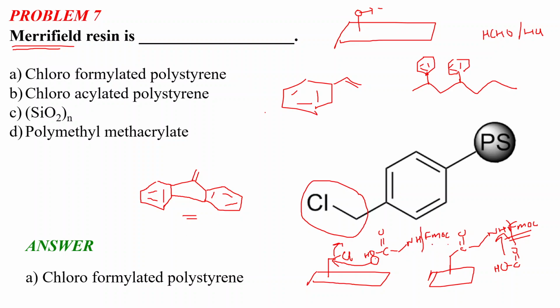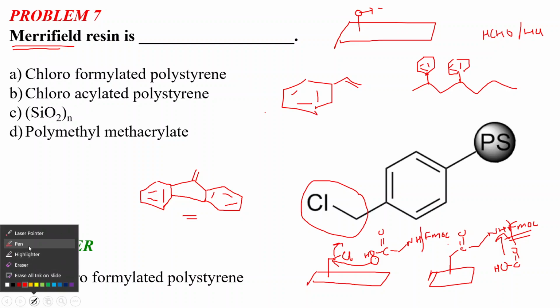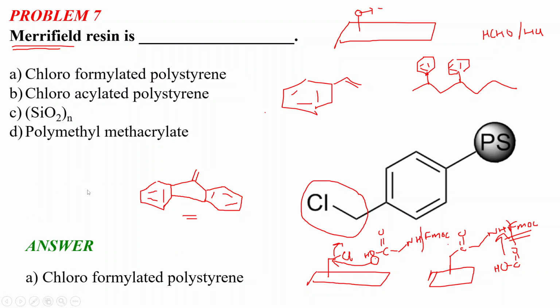So we use FMOC protected amino acid at first, and it will react with the chloroformylated part of this resin, and the sequential amino acids will be joined. You can just remember how solid phase peptide synthesis happens. First it reacts, then the deprotection, and then again the coupling reaction happens. So I hope I am clear with this question.